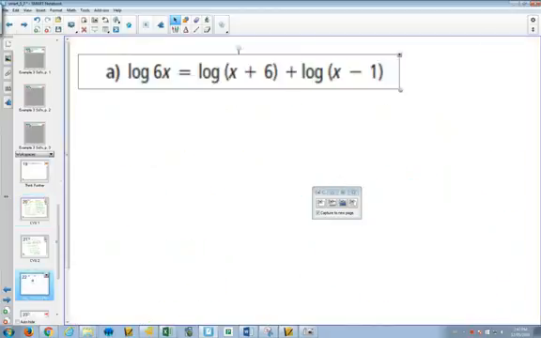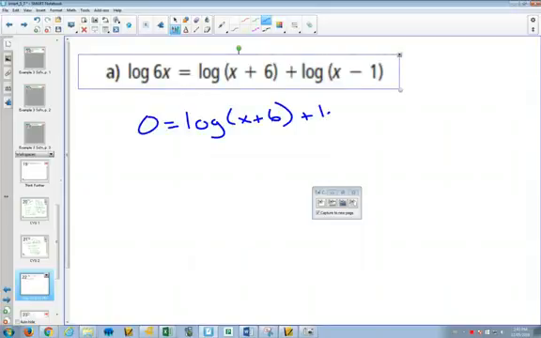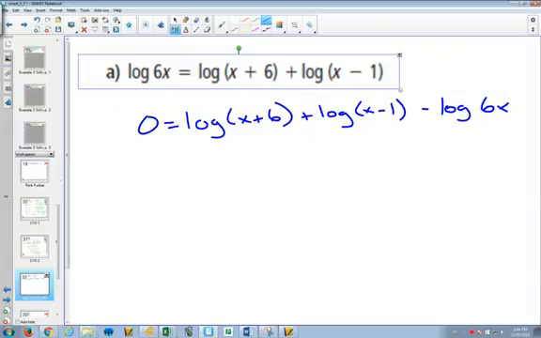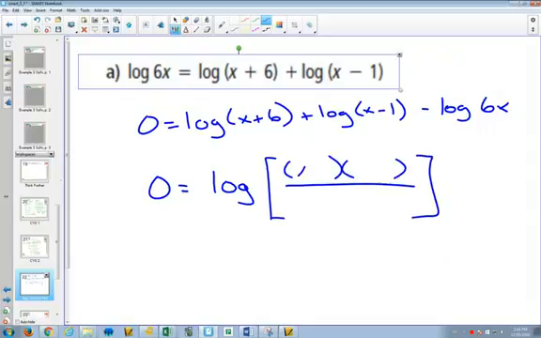The first thing I would do is move all of my logs to one side. So I'm going to subtract this log of 6x over to the other side. Now, if all of my logs are on one side, I can put them together. Adding will be multiplied together on the top. So my x plus 6 and x plus 1 get multiplied together. And subtracting means we're going to divide. So I'll divide by 6x.